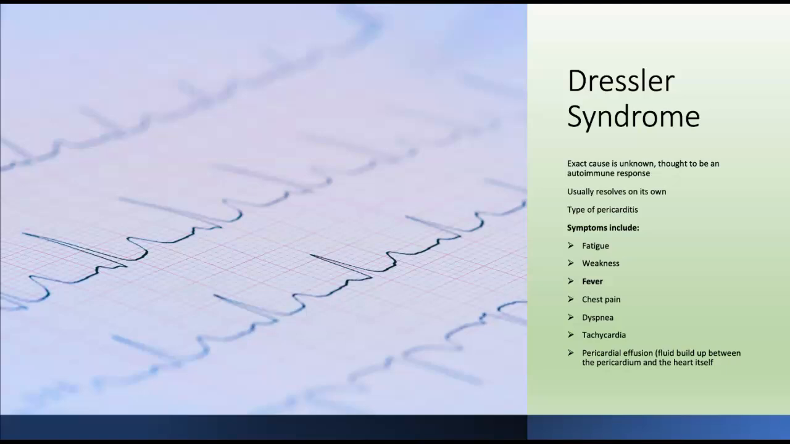So there are treatments for pericarditis. So Dressler syndrome can include that pericarditis, but you also have that ongoing fatigue and weakness and fever, kind of ongoing chest pain, that type of thing.